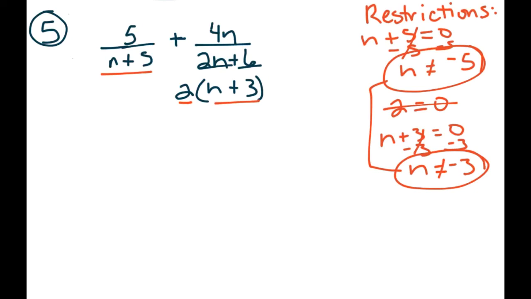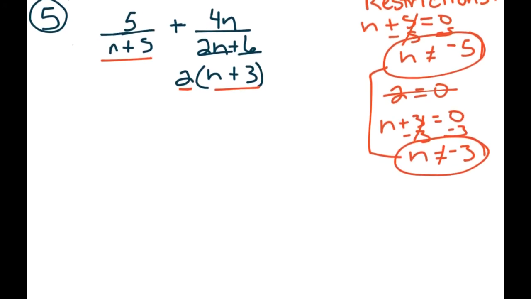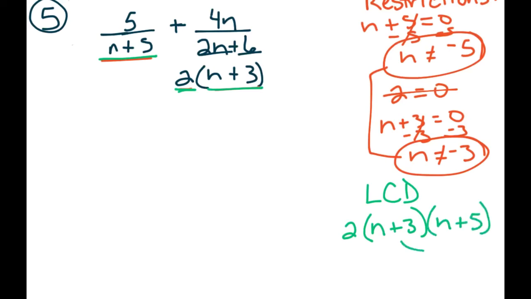All right, so then we need to look for our least common denominator. Now I've got an n plus 5, a 2, and an n plus 3. All of them are different, so that means I am going to have 2 times n plus 3 times n plus 5. It is absolutely fine if these two parentheses are switched. That's not going to be a problem because it's multiplication. So we've done step 1, our restrictions. Step 2, found our least common denominator, and I did factor because that was necessary.